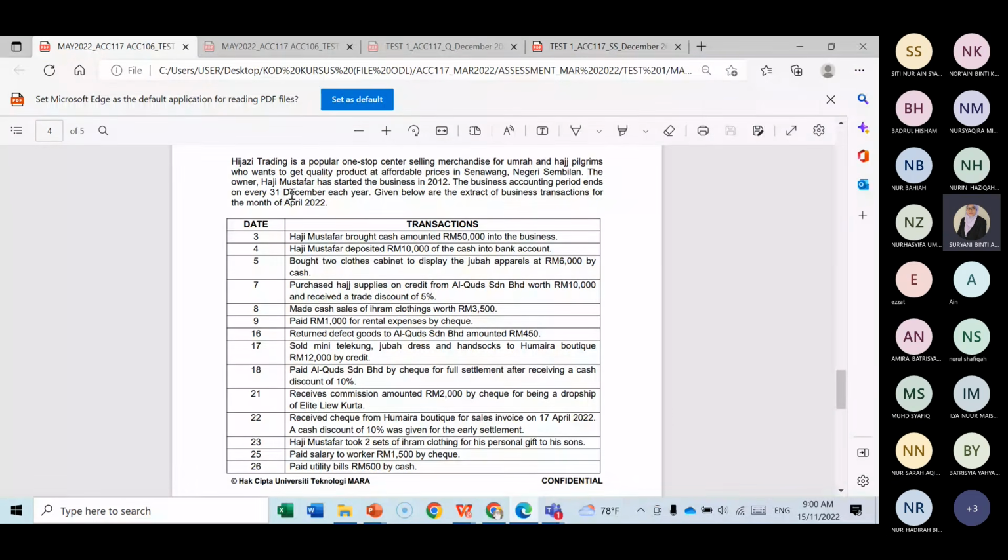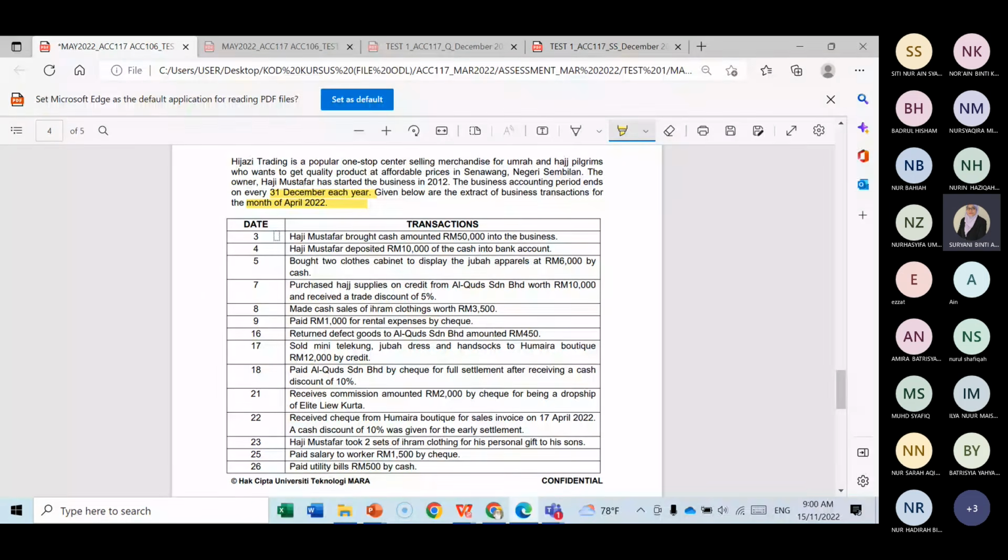Alright, okay. The owner, Haji Mustafa, has started the business in 2012. The business accounting period ends on every 31st December each year. Okay, it is very important for you to identify the accounting year ended. So this is the end of the reporting period, which is 31st December each year. Given below is the extract of business transactions for the month of April 2020. So you are going to prepare the transactions for the month of April 2020.